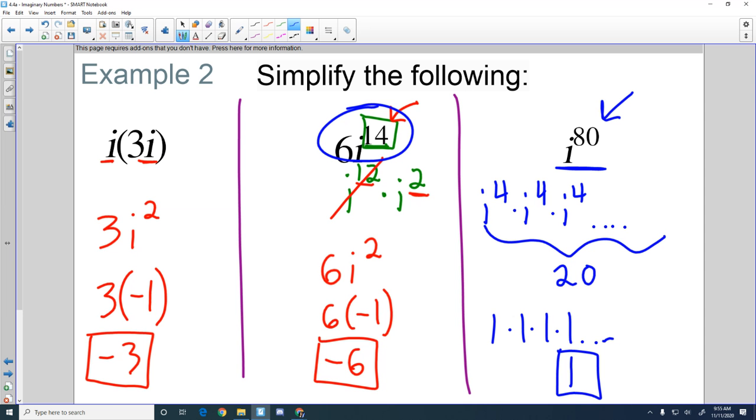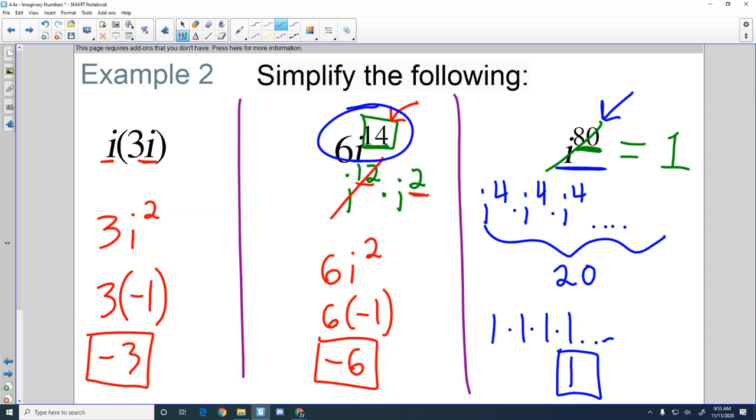So that's the best case scenario. If you see i with an exponent and you know that this exponent is a multiple of 4, then you can just cross that whole term off and say, oh, that just equals a positive 1. There's very little work to do. So that's your best case scenario.